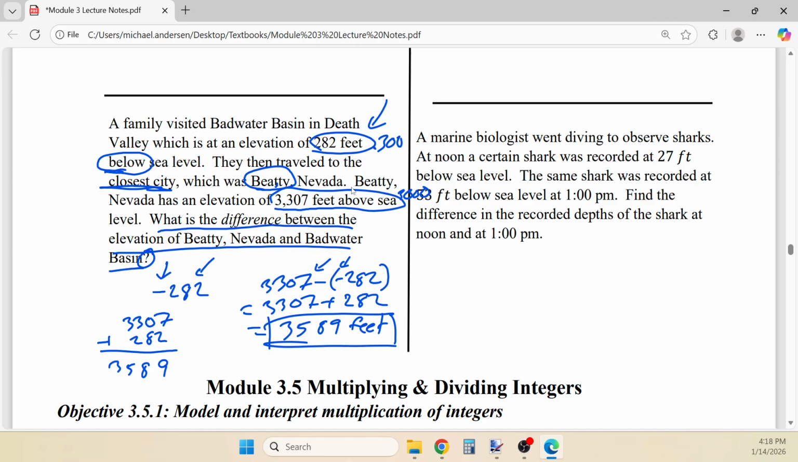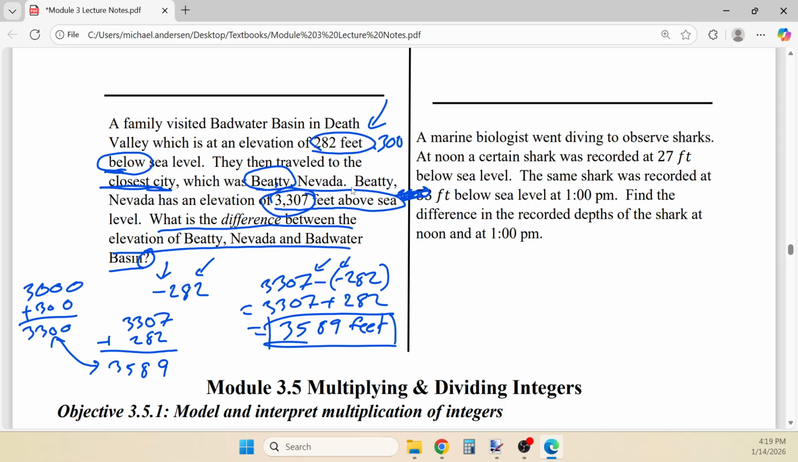This is negative 300. So I get 3,000 minus negative 300, but subtracting a negative is just adding. And I get 3,300. And I say, is that kind of close to what I got already? Say, well, kind of close.